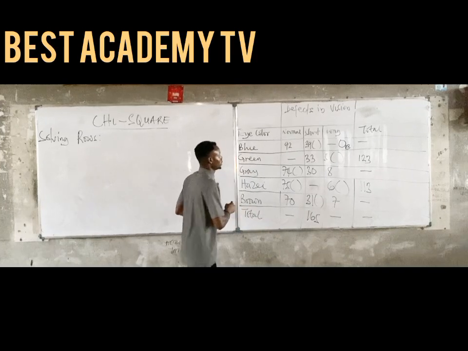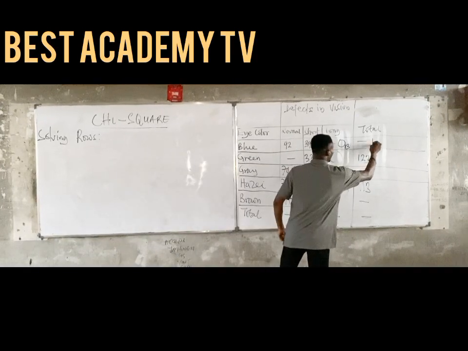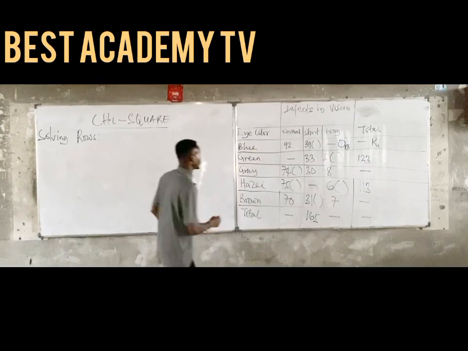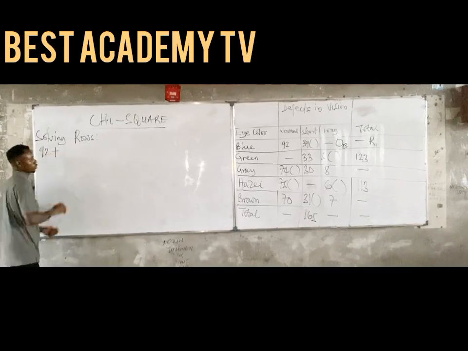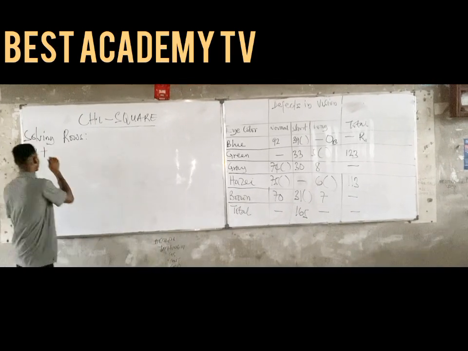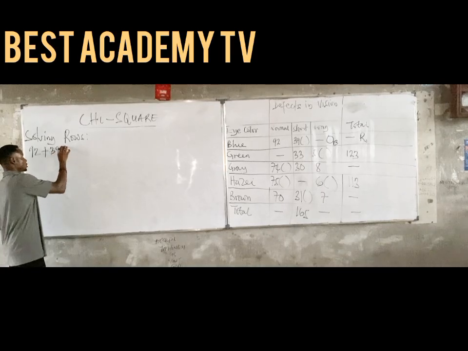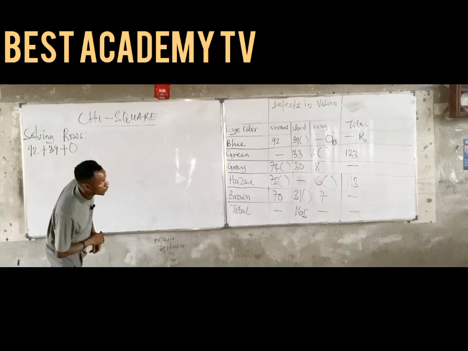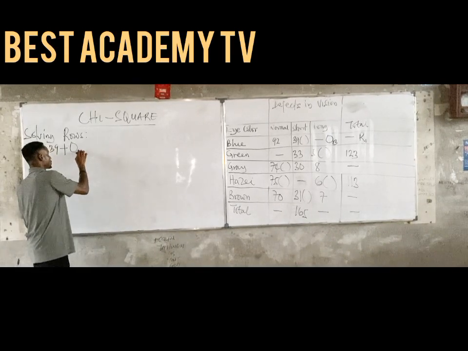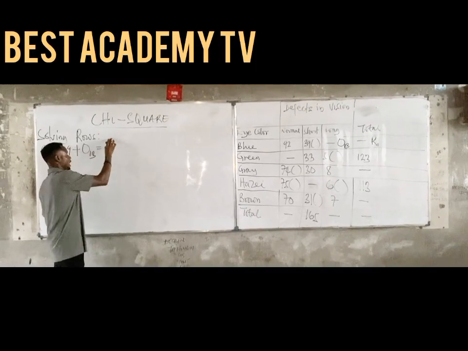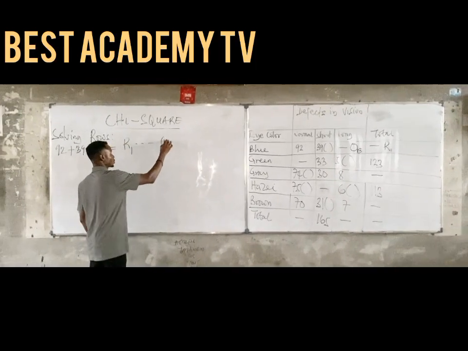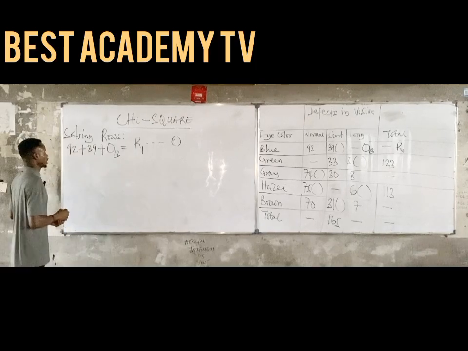So this is going to be row 1. This is 92 plus 39 plus O of 1 3, which is equal to the total of row 1. We can call this equation 1. Please take note. Now let's go to the next one.